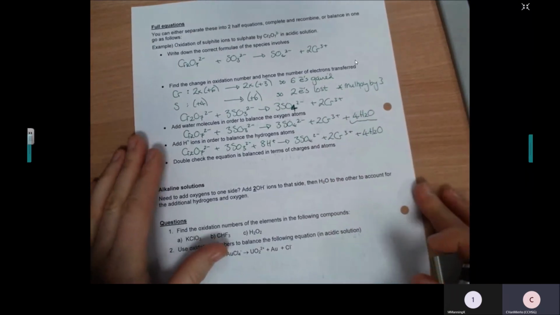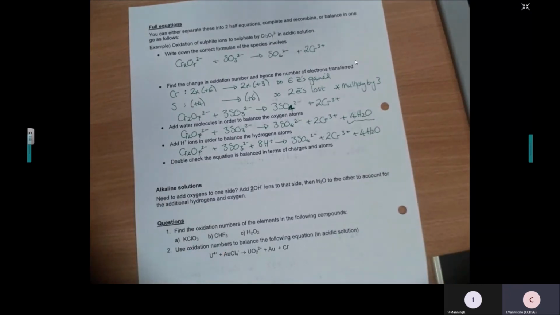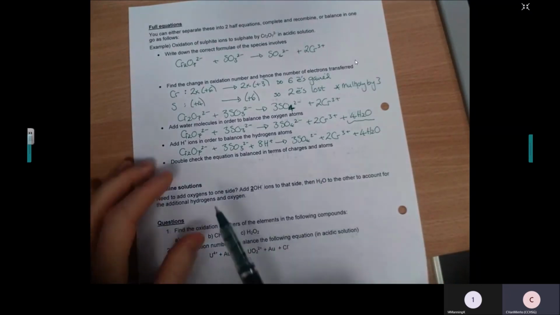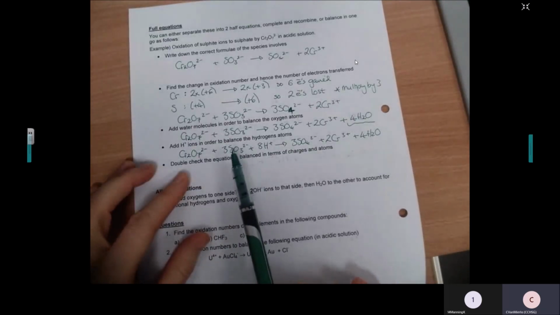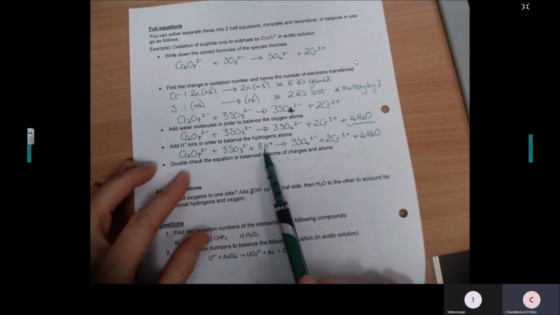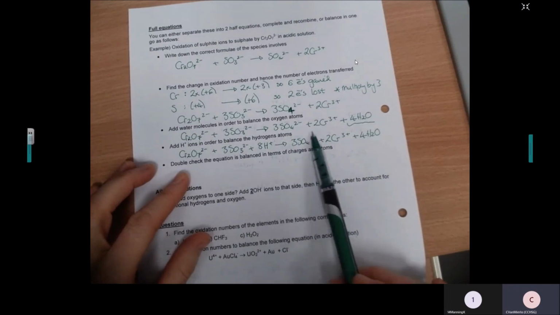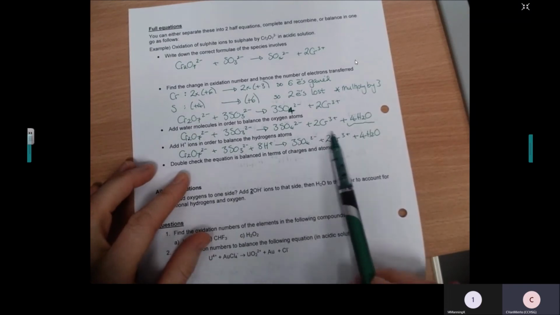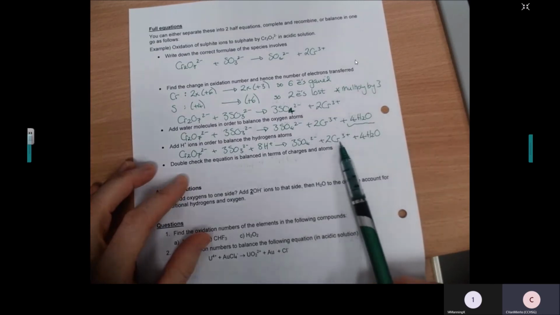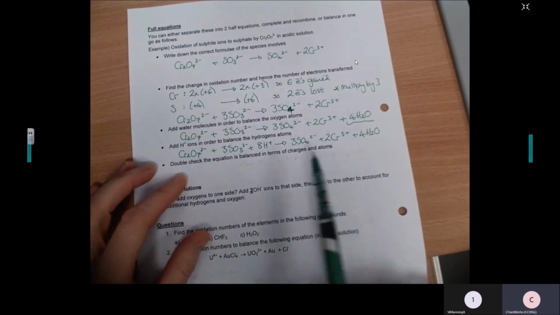And then the final step again, double check it's balanced in terms of charges and atoms. So on the left hand side, we've got 2 negatives and 6 negatives here. So that's 8 negatives, 8 positives. So there's no net charge. And then on the right hand side, we've got 3 times 2 minus, so 6 negatives, add the 6 positives here. So no net charge on the right hand side either. So that's looking good so far.